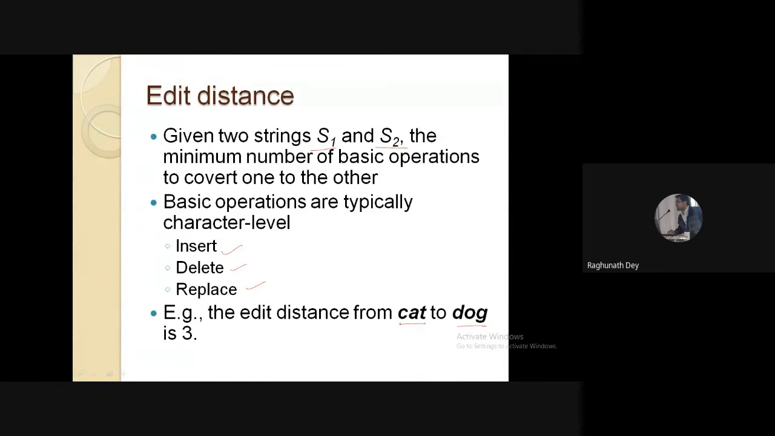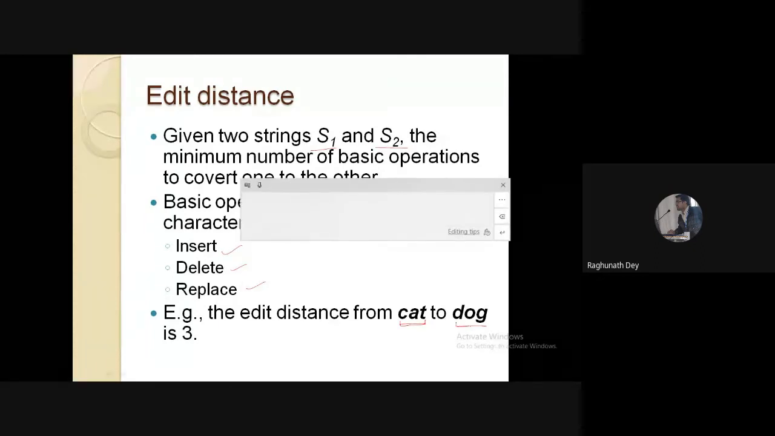So one term is cat, C-A-T, another term is dog, D-O-G, and you are going to find the edit distance between these two strings. I can say that to convert the term dog into cat, I need three replacements: D to C, O to A, and G to T. There are three replacements I need to do to convert dog to cat, assuming that dog is written wrongly and the correct term is cat.